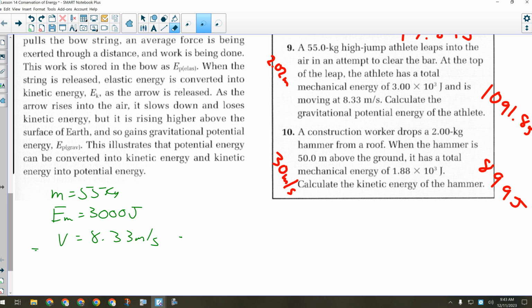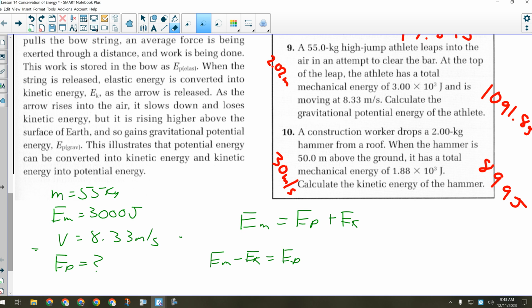Calculate the gravitational potential energy of the athlete. Mechanical energy, which I know because the question told it to me, is the sum of an object's potential energy and kinetic energy. So if I want to solve for potential energy, what do I have to do with kinetic? Subtract it over to the other side. Mechanical energy minus kinetic energy equals potential energy.